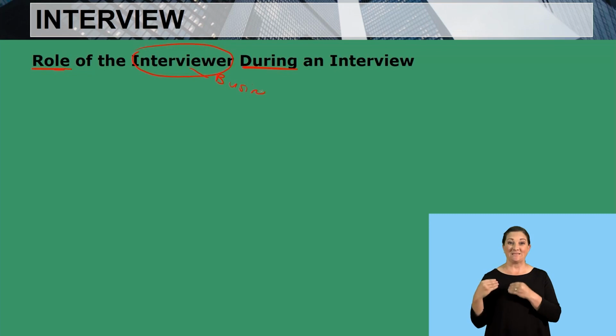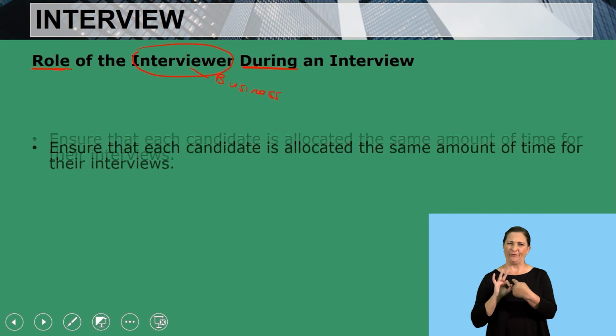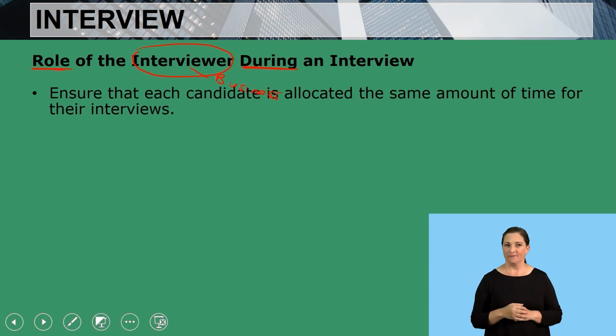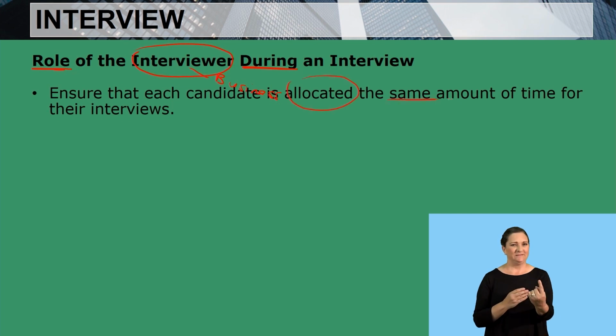Now let's look at the role of the interviewer during an interview. Now remember that the interviewer, we said, is the business that is offering you the job. Now, what is their role in an interview? It says there that you must ensure that each candidate is allocated the same amount of time for their interviews. So if you have 5 applicants and you choose to give them 30 minutes, it means that all of the 5 applicants must be given 30 minutes.